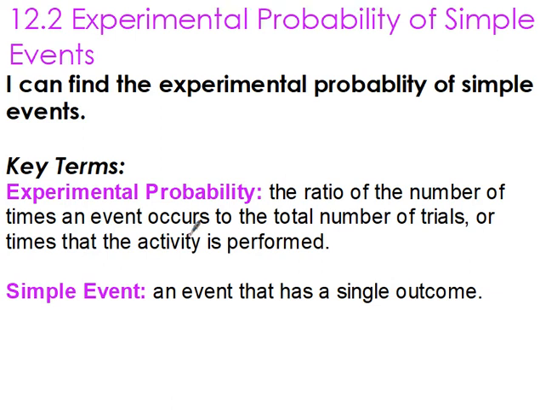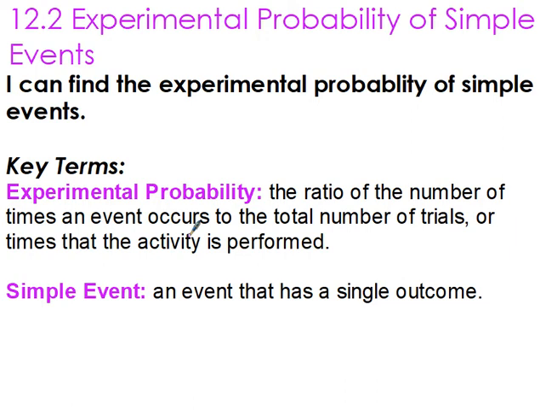Hey, guys. So, we're going to talk about experimental probability of simple events. What we're going to do is use experiments to find the probability of an event happening. We're going to use the results of an experiment to figure out the probability of something happening. It might not necessarily be the actual probability, but it's going to be the experimental probability.